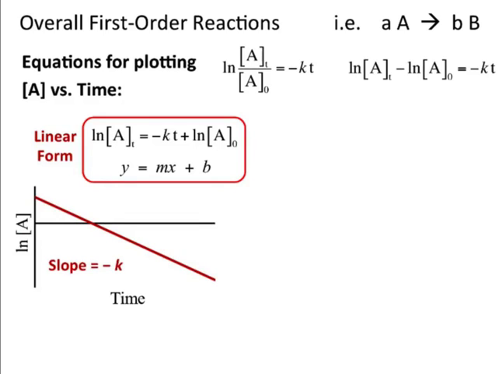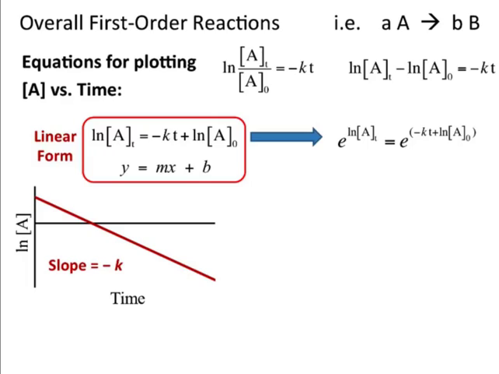And so if you plot this, so on the y-axis you have natural log of A as opposed to A, which we were talking about before, then you get a straight line with the slope equal to negative k. And so this is one way that you can determine the order of a reaction overall, is if you plot the data this way and you get a straight line, great, it's first order. If you don't get a straight line, it's not first order.